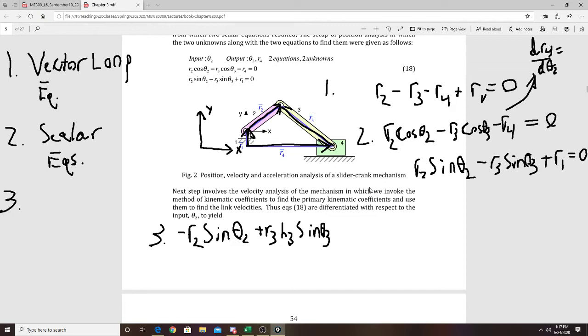Would that be implicit differential? Are you talking about like implicit differentiation? Is that what you're talking about?